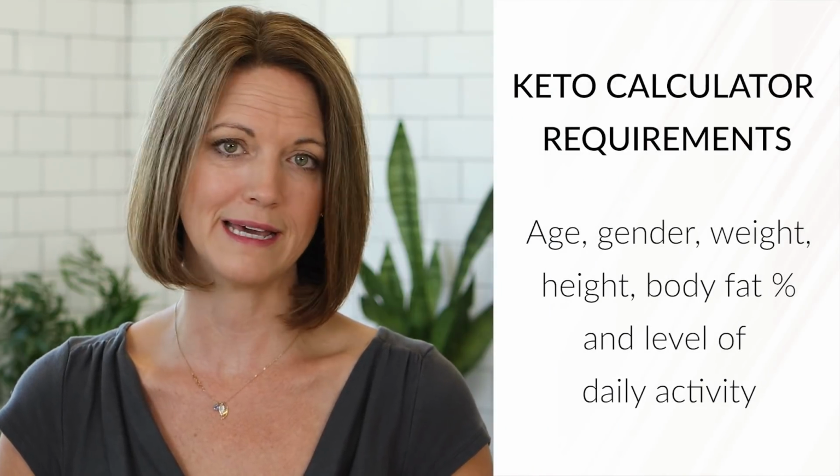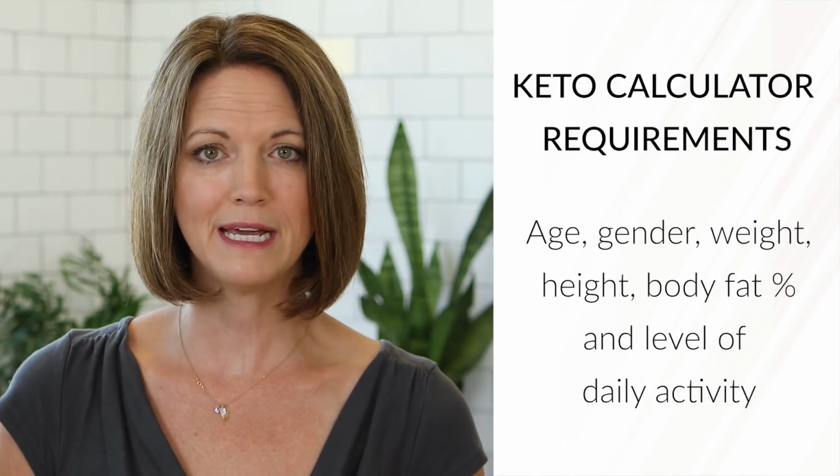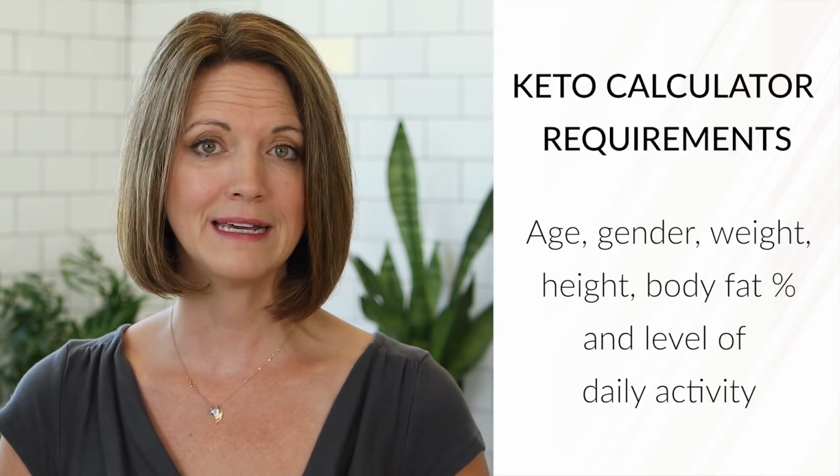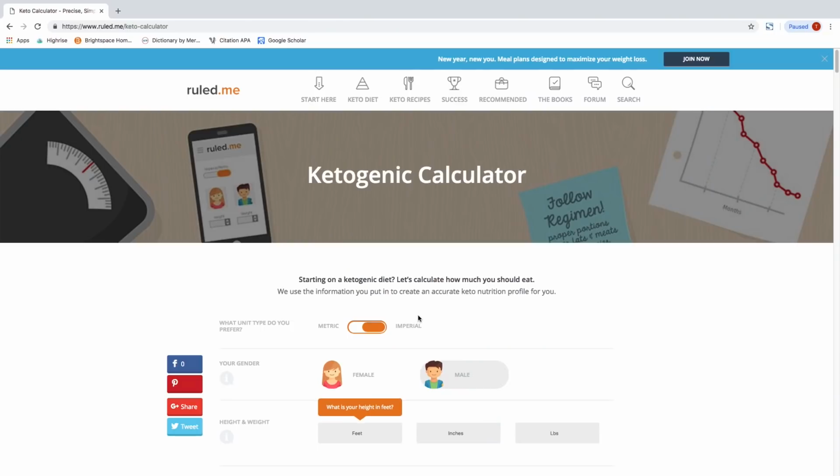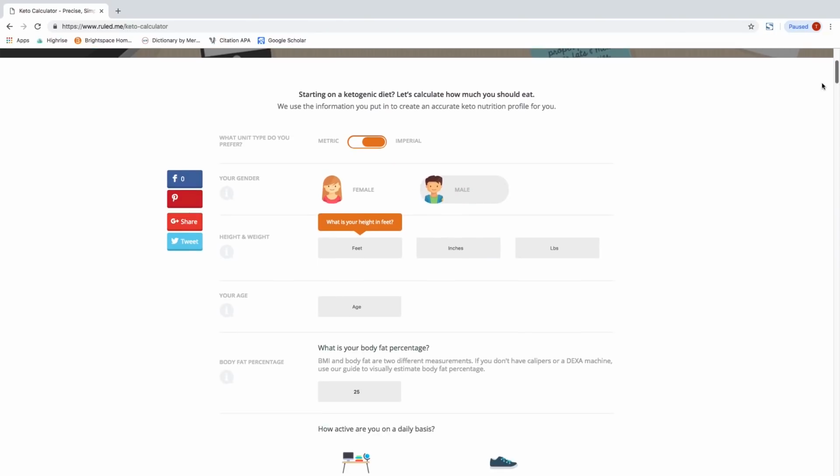Now that we have a basic understanding of what macros are, the next step is to figure out how many of each type you should be eating each day. We can easily do this with the help of the keto calculator, a simple to use tool you can find right here on RuledMe. The keto calculator is basically like a survey. You put in your age, gender, weight, height, body fat percentage, and level of daily activity, and it will crunch the numbers to figure out your macros for you.